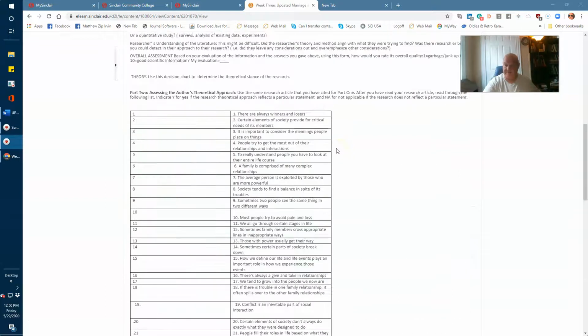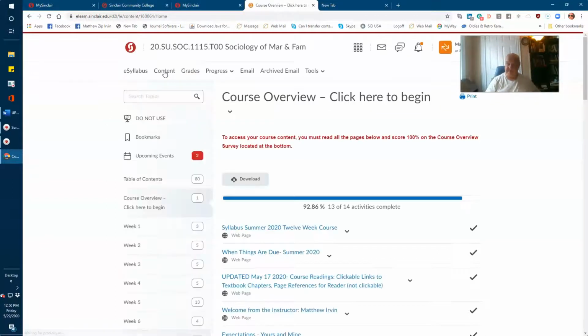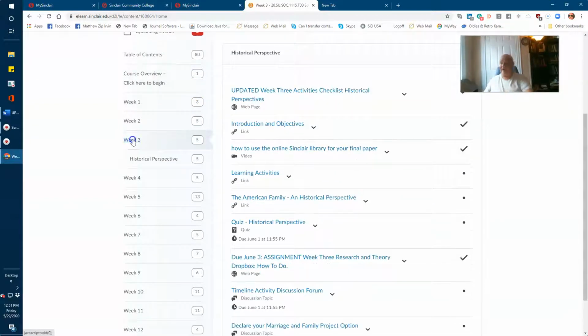So here's how to complete your week three Dropbox assignment. I'm going to go back here into the course overview. Now, there have been some minor correctives that you don't need to concern yourself with.